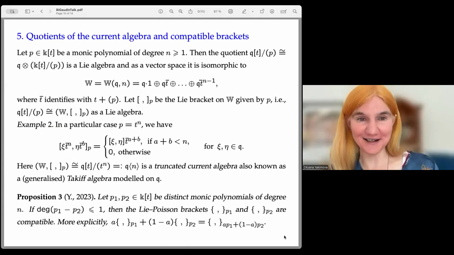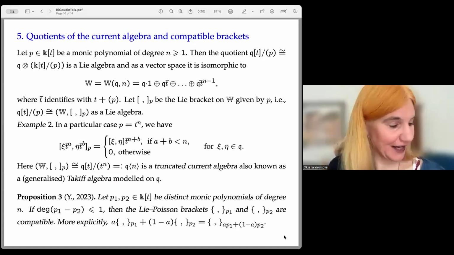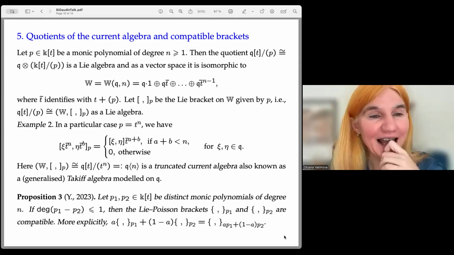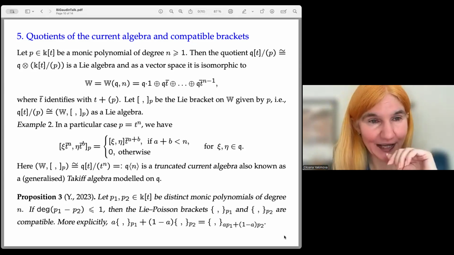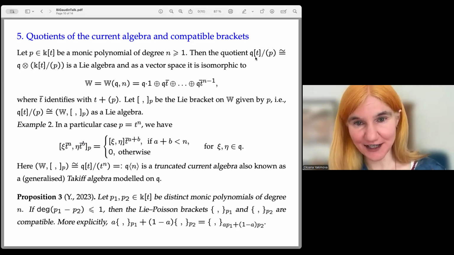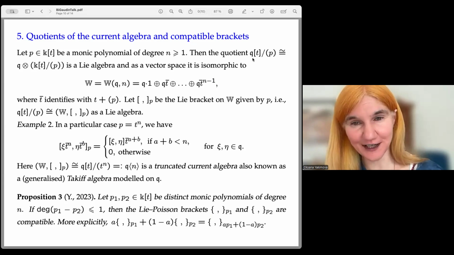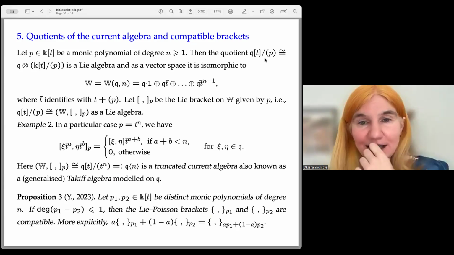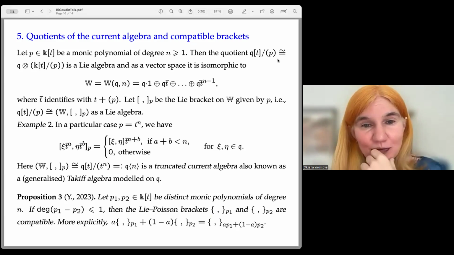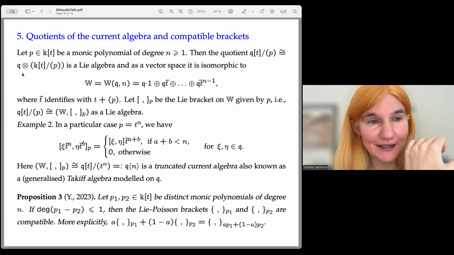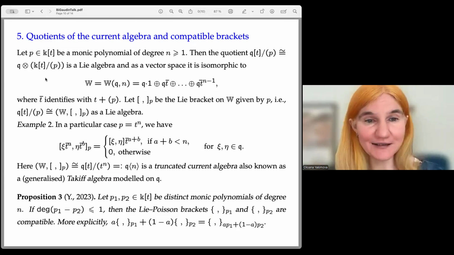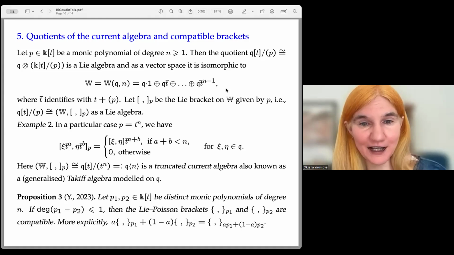So now, how do we construct this pair of compatible brackets? This comes from division with remainder in a polynomial ring. So again, I'm going to consider the current algebra, and now we can replace T inverse by T. That's more convenient. So I take a monic polynomial P of degree n, and I consider the quotient of the current algebra by this polynomial P. So this is Q tensor with a quotient of a polynomial ring. So as a vector space, it is a direct sum of n copies of Q.